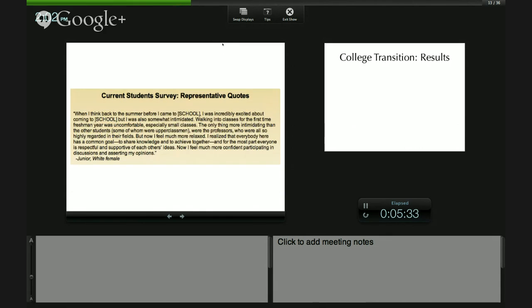After they see this, then they see these kinds of quotes. "When I think back to the summer before I came to the school, I was incredibly excited about coming to the school, was also somewhat intimidated. Walking into classes for the first time freshman year was uncomfortable, especially small classes. But now I feel much more relaxed. I realize that everybody has a common goal," and so on. And so this is the experience that students are having at their own homes.